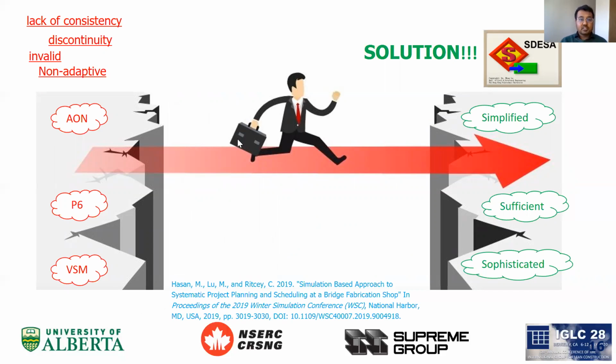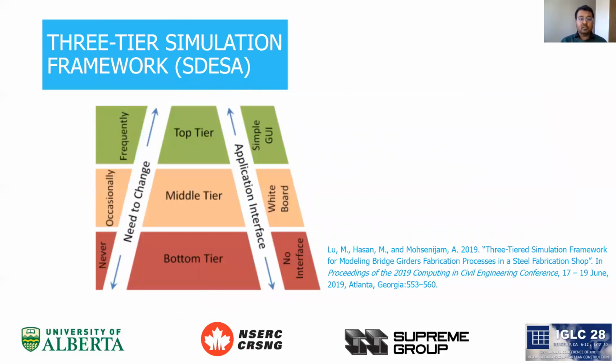So how does DSOF work? DSOF works on a 3-tier simulation framework, which facilitates streamlined modeling to create a logic-driven and feature-based model in the current application domain. The framework separates the modeling parameters into those that frequently need to change at the top tier, those that occasionally need to change at the middle tier, and those that never need to change at the bottom tier.